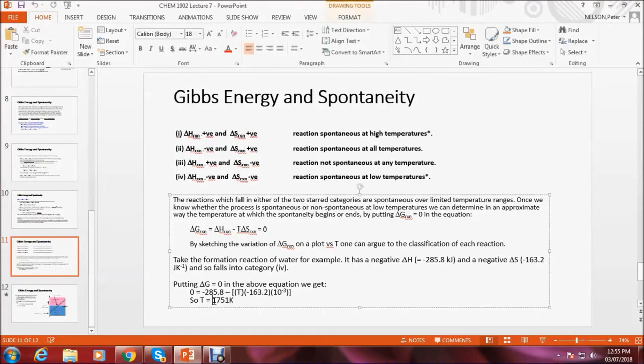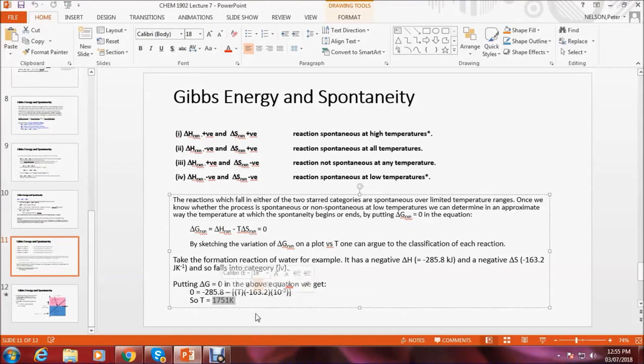Now for this reaction, we calculate that the temperature would be 1751 Kelvin. Alright, this temperature is where the reaction is at equilibrium. Now we are not interested in equilibrium, we are interested in the temperature range over which the Gibbs energy will be negative. That is the temperature range over which the reaction will be spontaneous. That is what we are interested in.